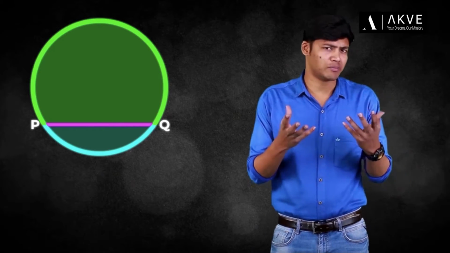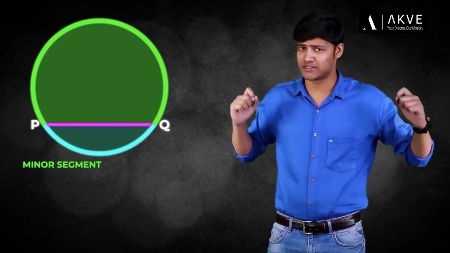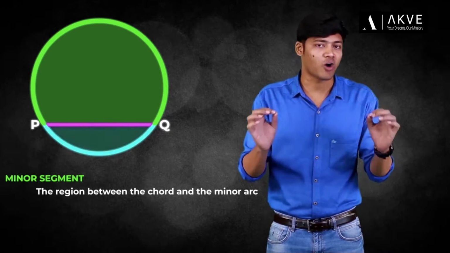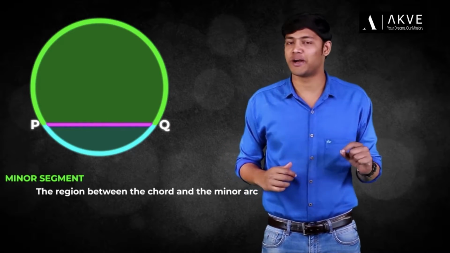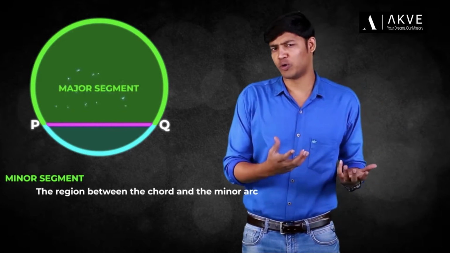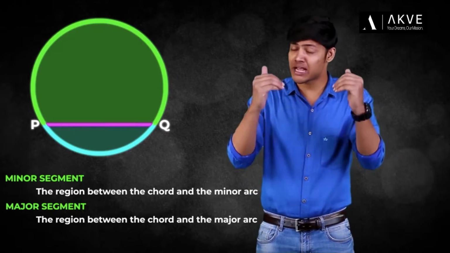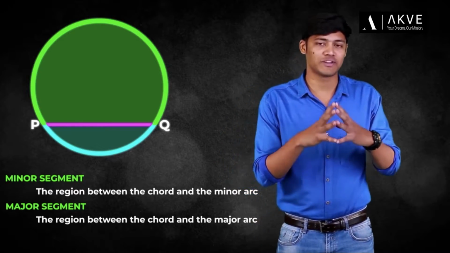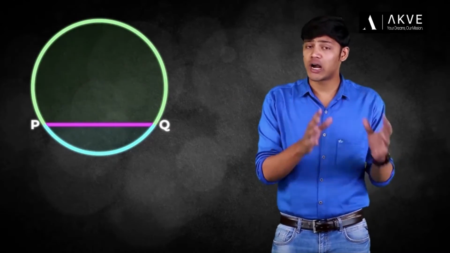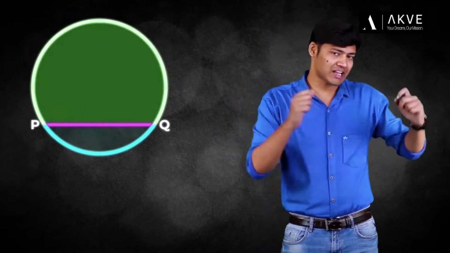Now, what is the minor segment? It's very simple, right? We can understand from the name itself. The region between the chord and the minor arc is known as the minor segment of the circle. What about the major segment? The region between the chord and the major arc of the circle is known as the major segment of the circle. So, we have understood minor and major arcs and minor and major segments.